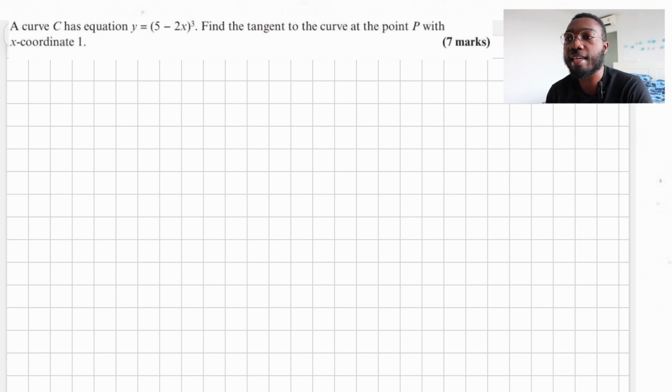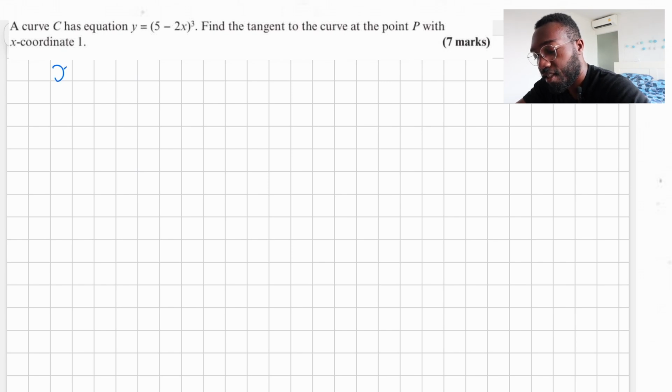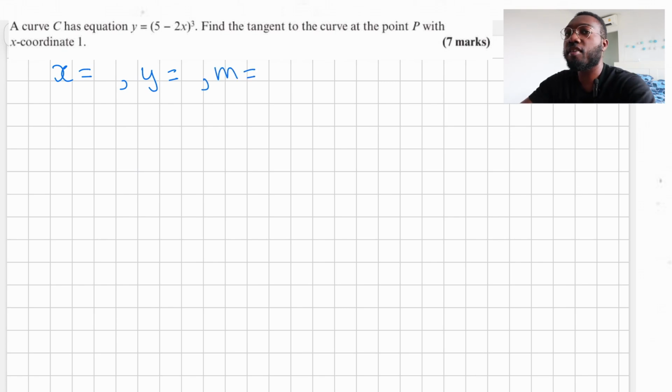We have the curve C with equation y equals (5 minus 2x) all cubed, and we need to find the tangent of the curve at the point P with x coordinate 1. So again, this is a tangent question. Whenever we have a question like this, we need to know our x value, our y value, and our m value.